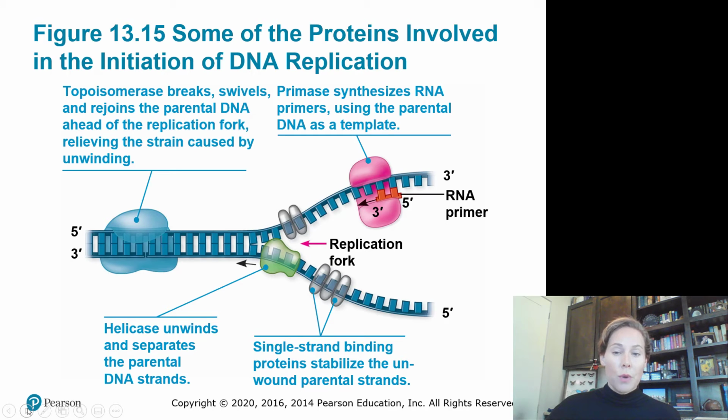Bubble forms, replication forms, but beyond where the bubble is, you have to have that topoisomerase to help rejoin and stabilize, because by having untwisted, it's in a form that it doesn't want to be in. It's not in its most stable position.